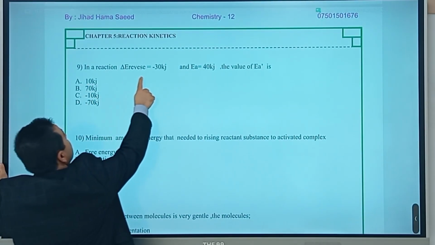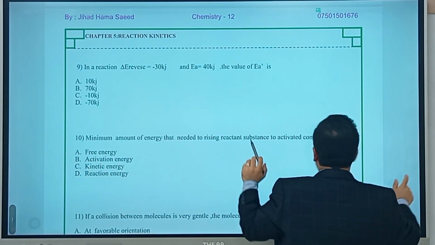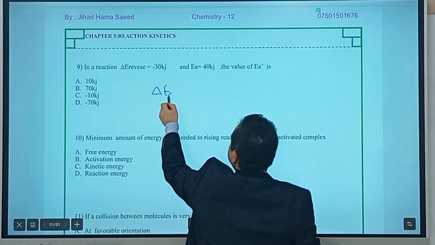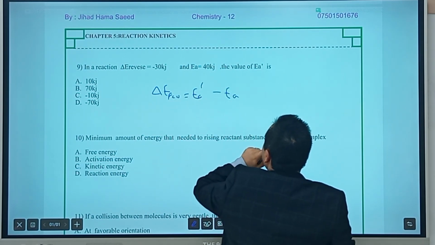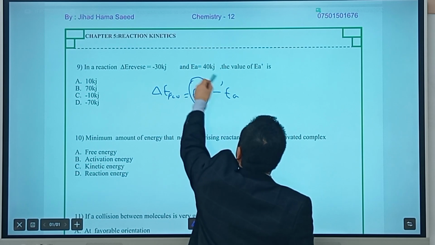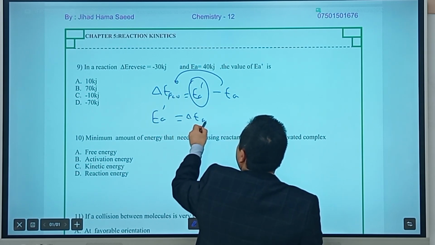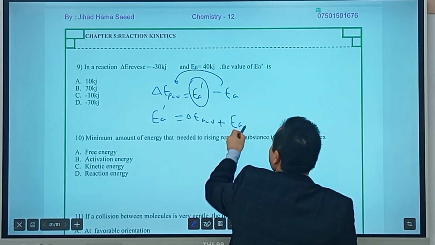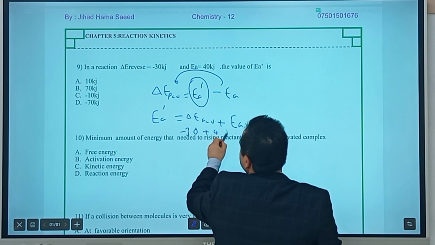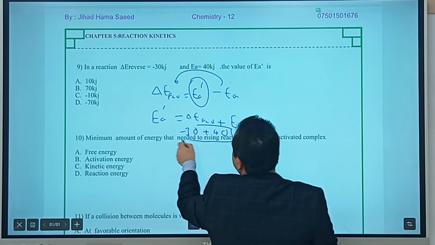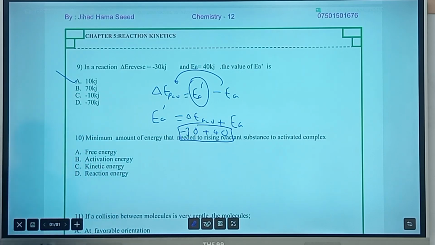In the reaction, delta E reverse minus 30, EA 40, what's the value of EA prime? Guys, delta E reverse is equal to EA prime minus EA. So EA prime is the requirement, take this to the other side. EA prime is equal to delta E reverse plus EA. Delta E reverse is what? Is minus 30 plus 40. So result is a what? A 10 kilojoule, which is A is the correct answer.